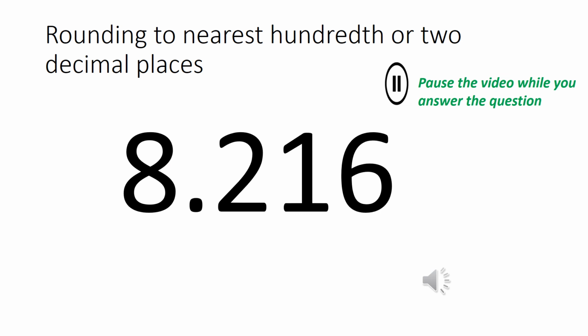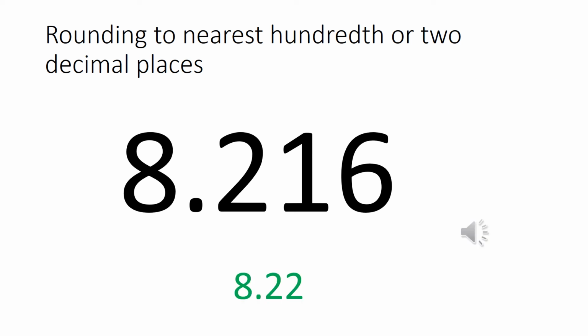You should now be able to apply what we have learnt so far to rounding this number, 8.216, to the nearest hundredth, or we also call it rounding to 2 decimal places. So have a go at explaining how you would do that. Were you correct?